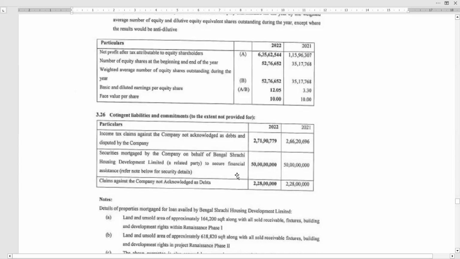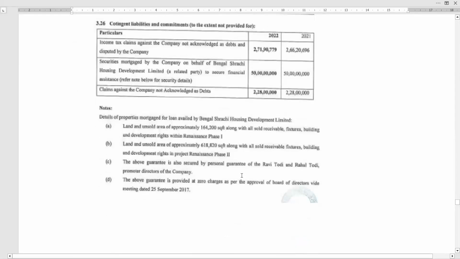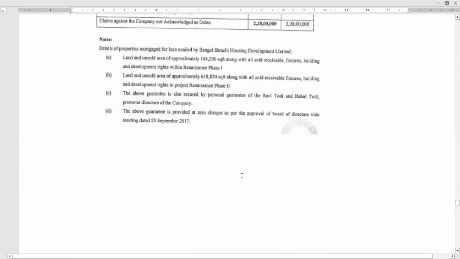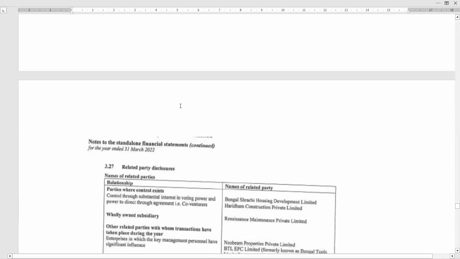So if the loan is to a related party, suppose that party doesn't pay, then it will become their liability. So it has been shown as a contingent liability. Okay. Details of properties mortgaged. Okay, they have given those mortgage details also.